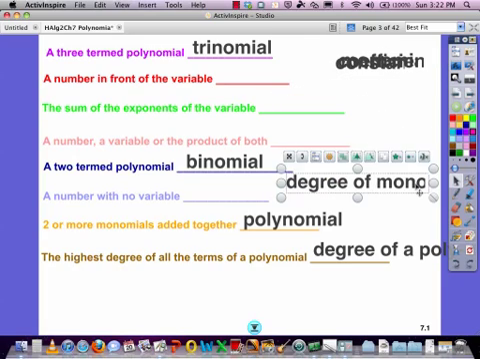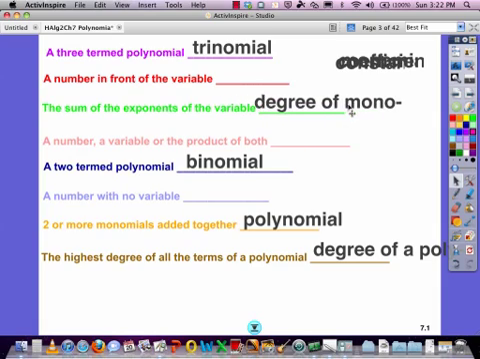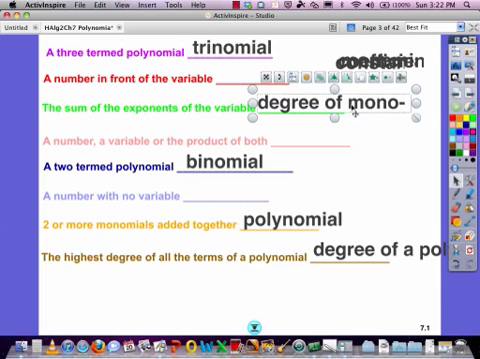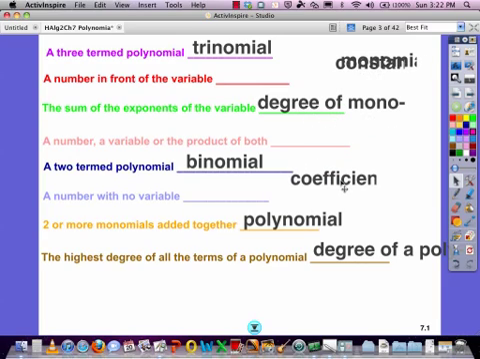Next word, the degree of a monomial. I like the sum of the exponents of the variables as the degree of a monomial. So you're going to look at each term and figure out what they are. We'll go back over here shortly.